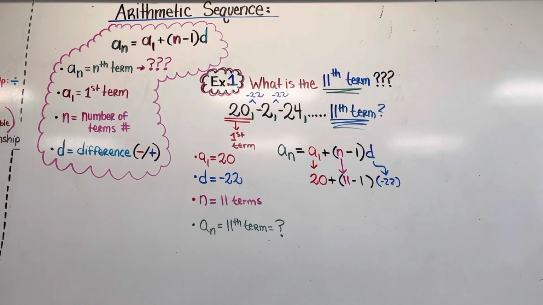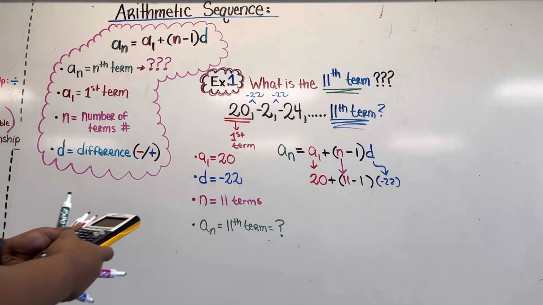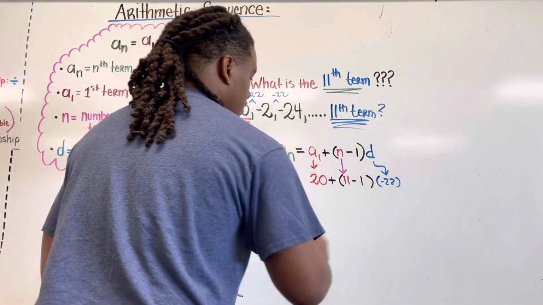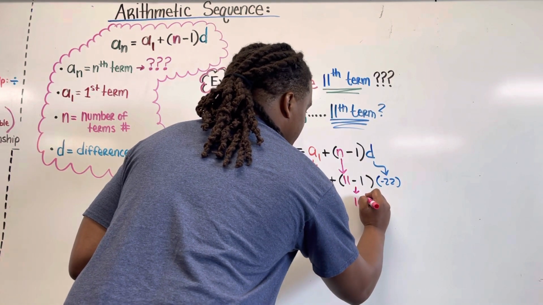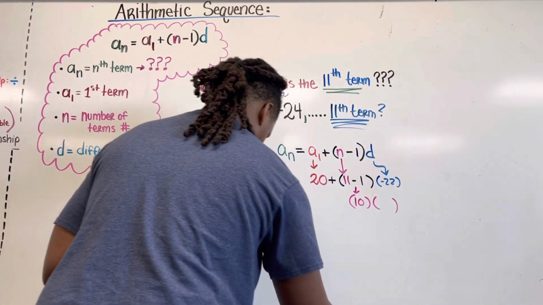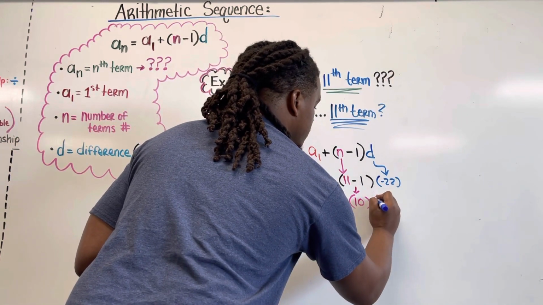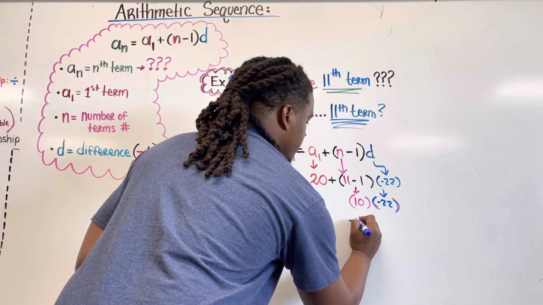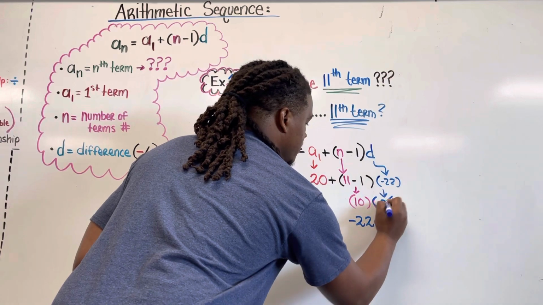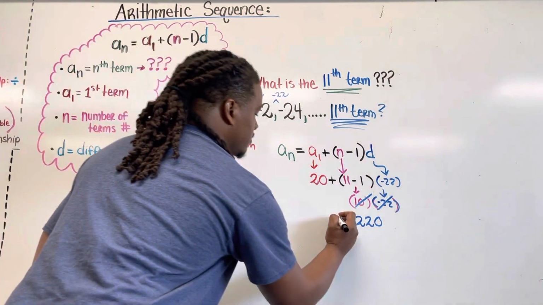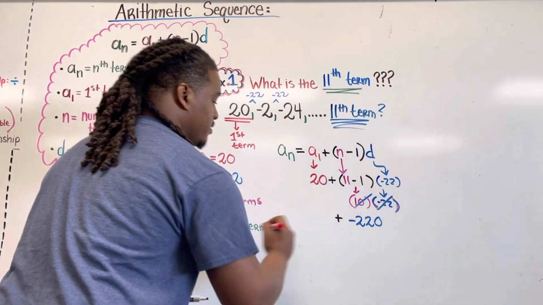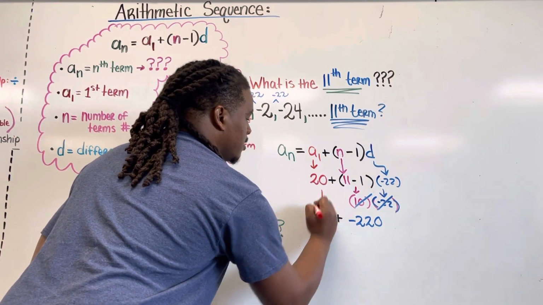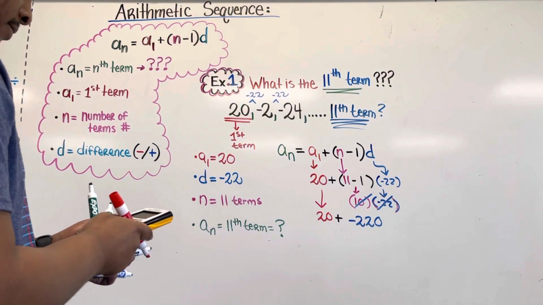If I was you guys, I would work out everything within the parentheses first. You can plug it into your calculator. 11 minus 1 is actually 10. So it's going to be 10 times negative 22, which is negative 220. So it's going to be 20 plus negative 220. Let's see what we get.